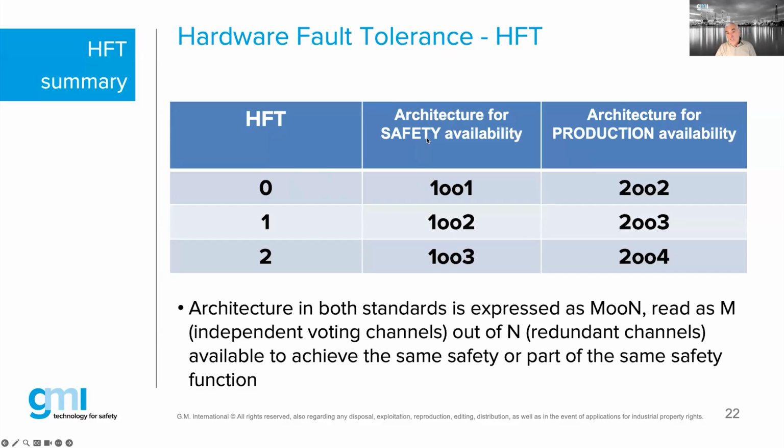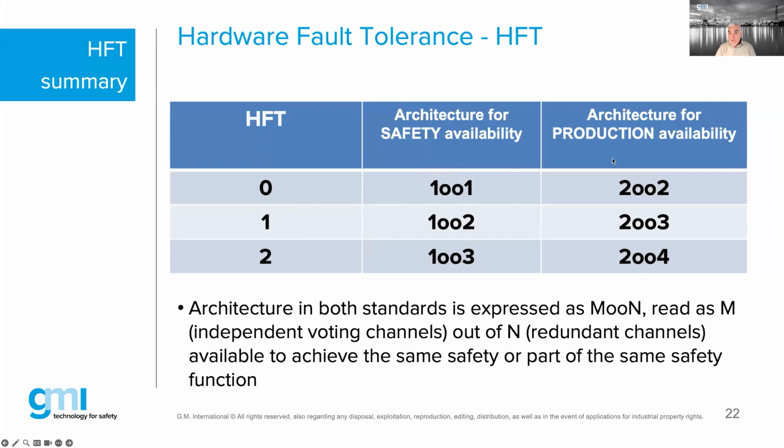The architecture for safety availability: when they ask for a 0 HFT, that means you can achieve that with a 1 out of 1. If you need an HFT of 1 for safety, then you need a minimum of 1 out of 2, and I clearly state minimum. If you need an HFT of 2, then you need a minimum of 1 out of 3. The right column goes hand in hand with the middle column.